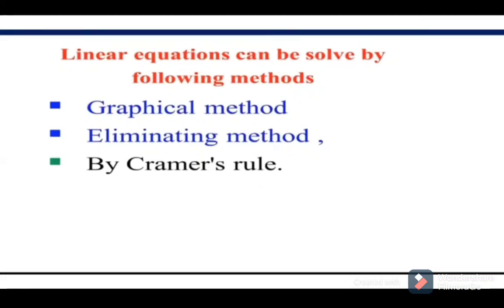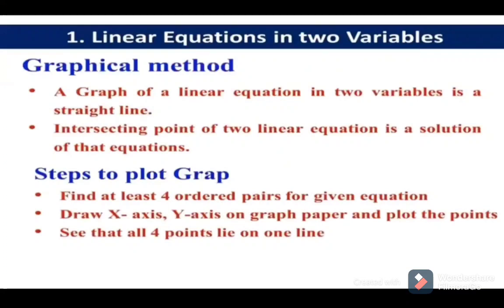There are a total of 3 methods to solve linear equations, that is the graphical method, the eliminating method and Cramer's rule. Let's see what is the graphical method. For the graphical method, the graph of a linear equation in two variables is a straight line. The intersecting point of two linear equations is the solution of those equations.